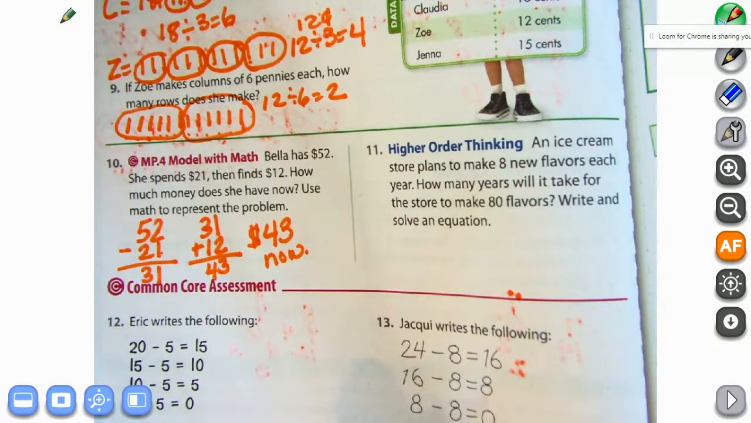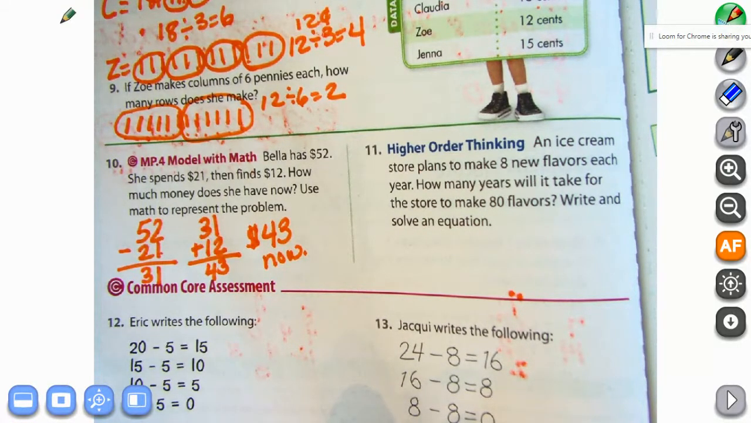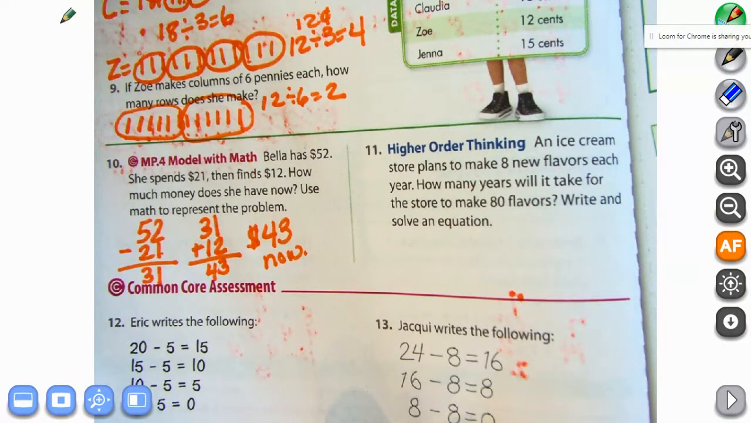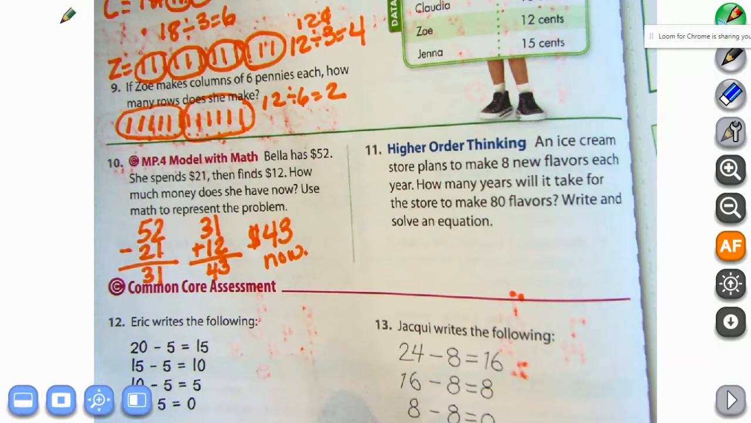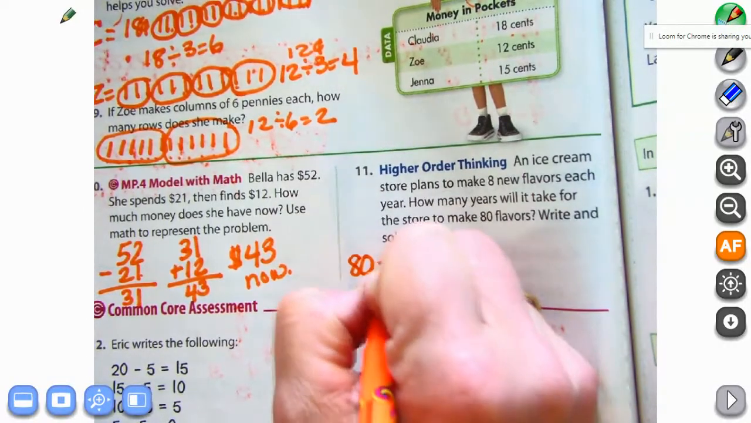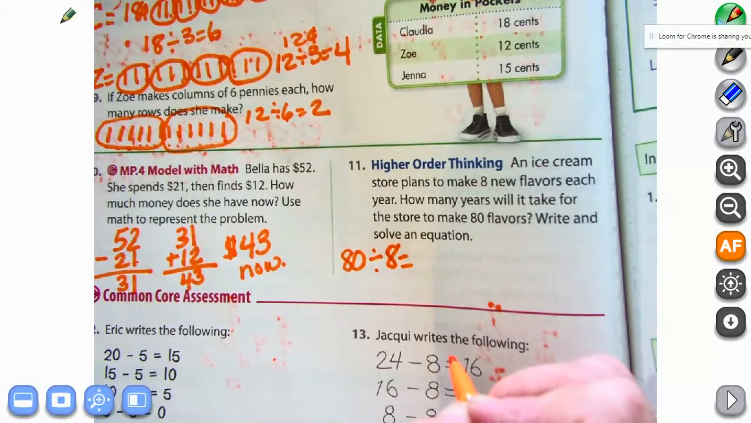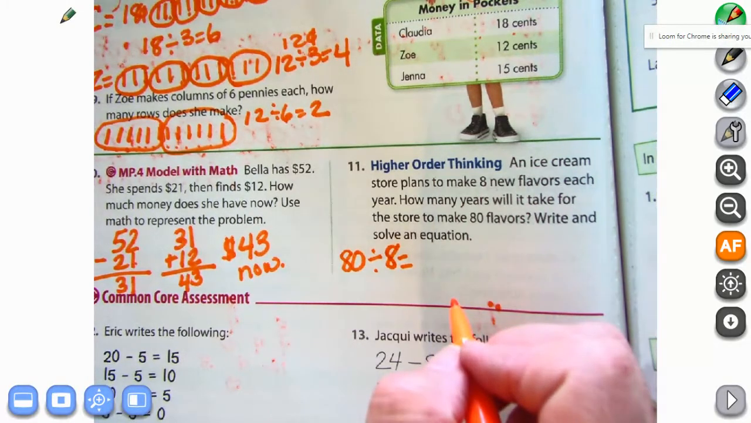Number 11 says, an ice cream store plans to make 8 new flavors each year. So every year they're open, they're going to make 8 new flavors. How many years will it take for the store to make 80 flavors? 80's the total. Divided up by 8 years. So what can you think of that would get us from 8 to 80? If we divided 80 things up into groups of 8.